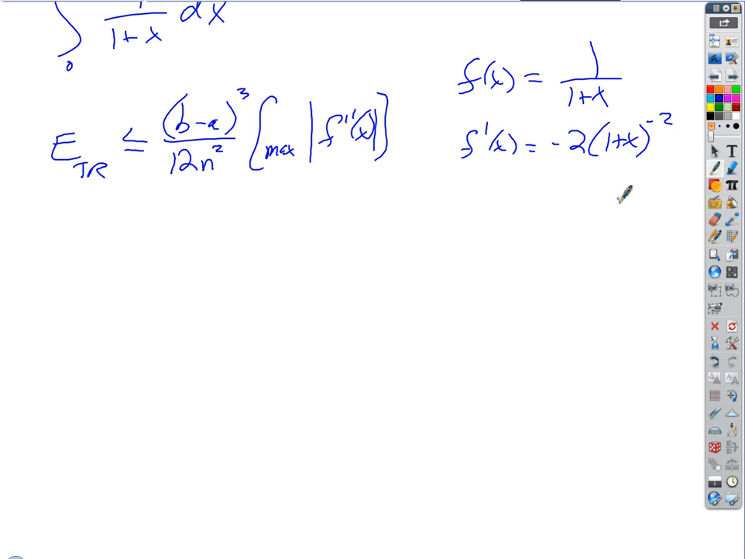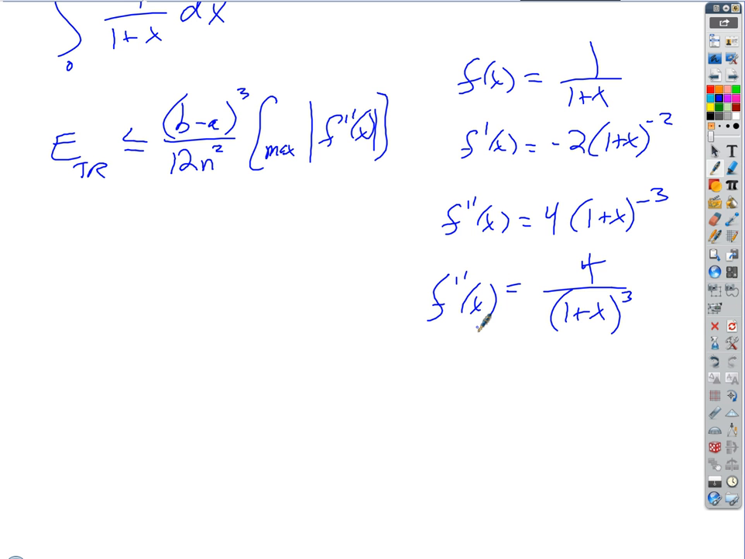Okay. Second derivative then would just be positive 4 times 1 plus x to the minus 3, which is going to be 4 over 1 plus x cubed, right? Everybody agree? Okay. So then what's going to be the maximum amplitude of this thing? Well, let's just think about this. If x is going from 0 to 1, what's going to make this fraction the biggest? 0, isn't it? Because we want the bottom to be as small as possible, right?